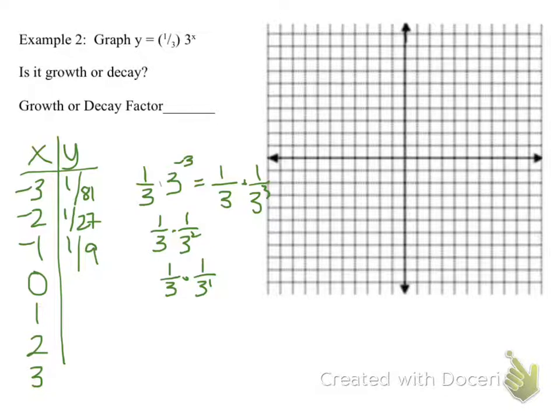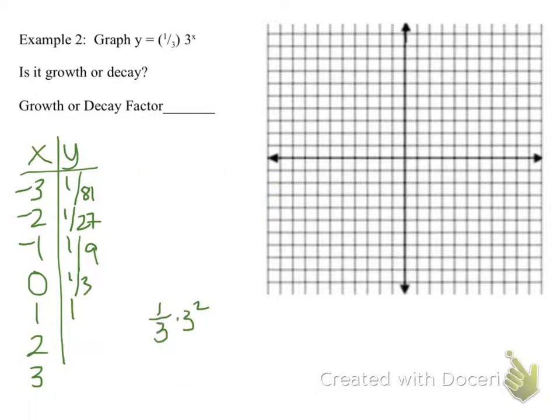Putting in 0 for x, we get 1/3 times 3 to the 0, and still, anything raised to the 0 power is 1, so we're going to get 1/3. And we can keep going along this line of plugging in these numbers for the exponent and filling in the t-chart. And again, as you look at the y column, as my x's get bigger, what happens to my y's? They're getting bigger as well, so this is going to be another growth model.